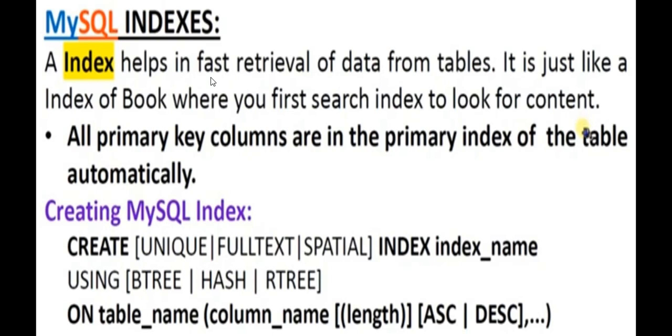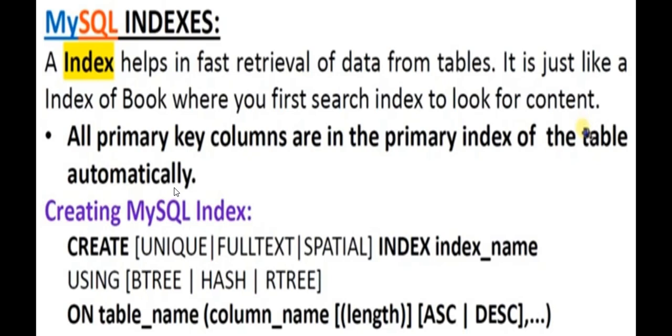And one more thing I just want to tell you, that if you have created any primary key, that will automatically be considered as a primary index of the table. Okay, means if you have created a primary key of the table, that means you are creating the index of the table for the quick reference, because primary key allows unique entries and it will not allow any contradiction to be there, right? So primary key columns are in the primary index of the table automatically.